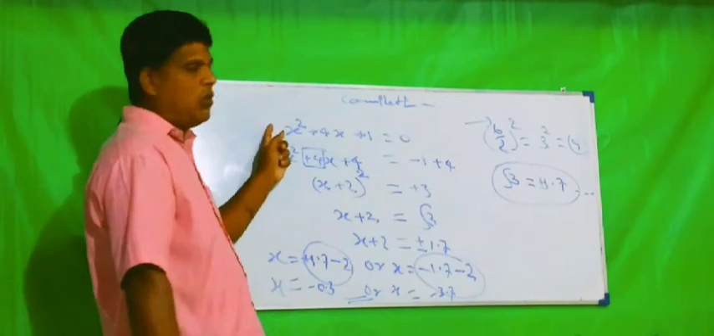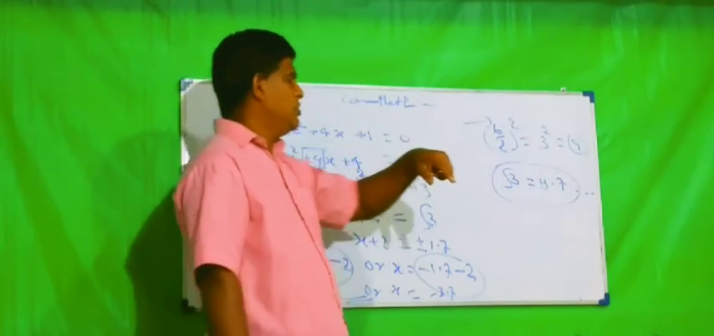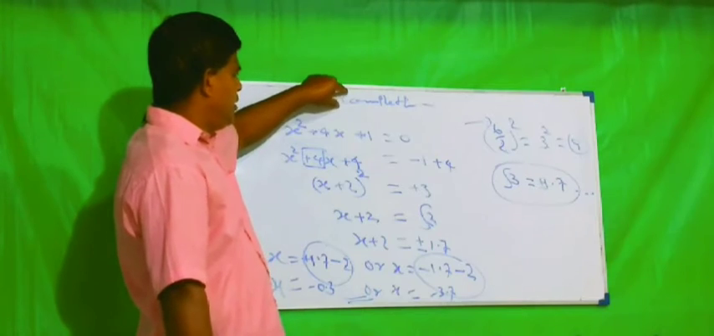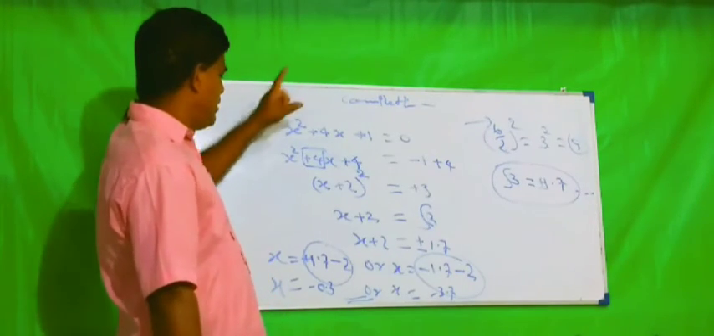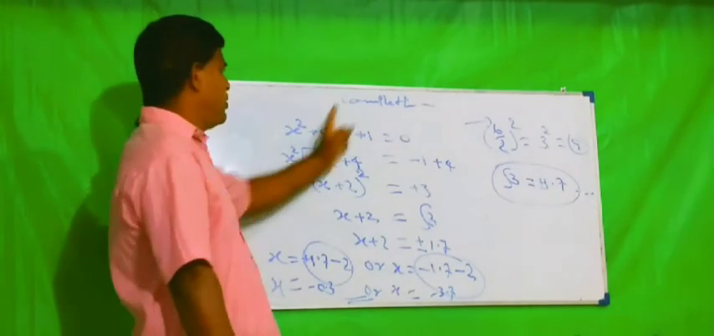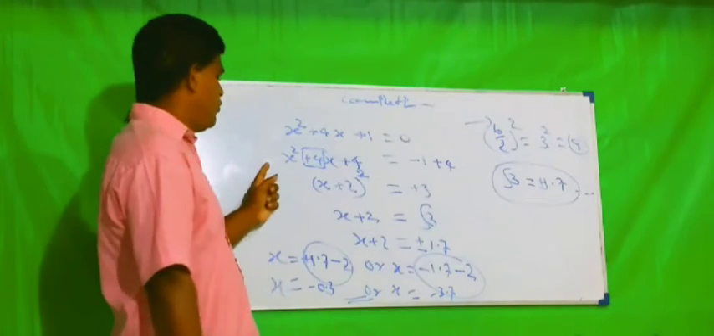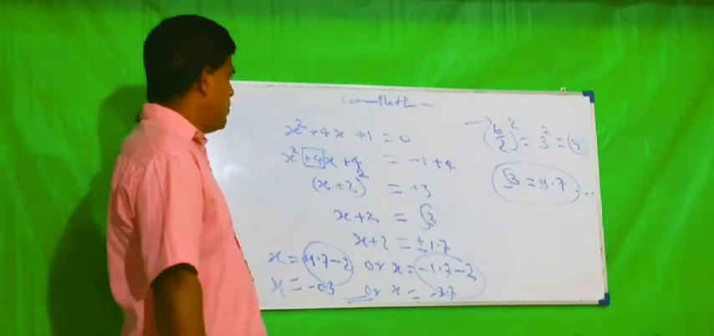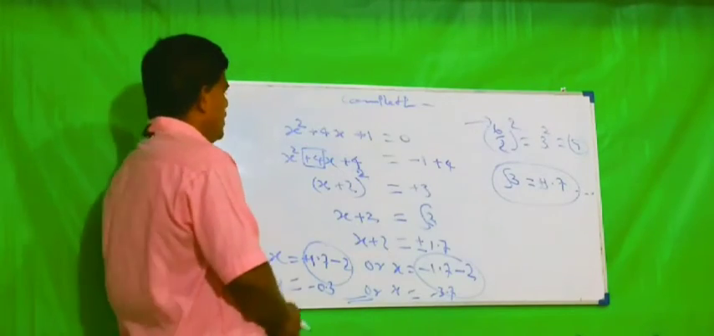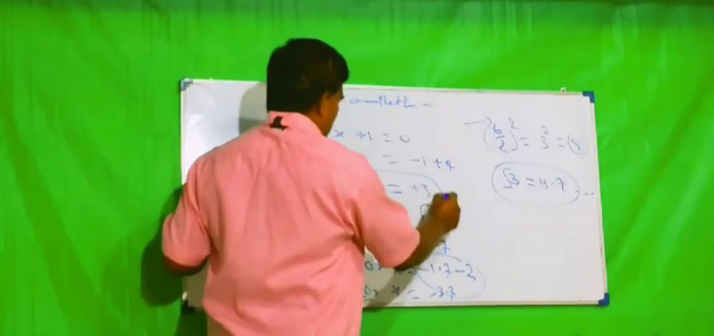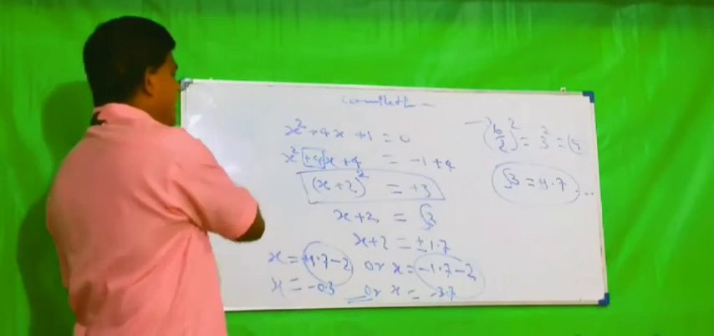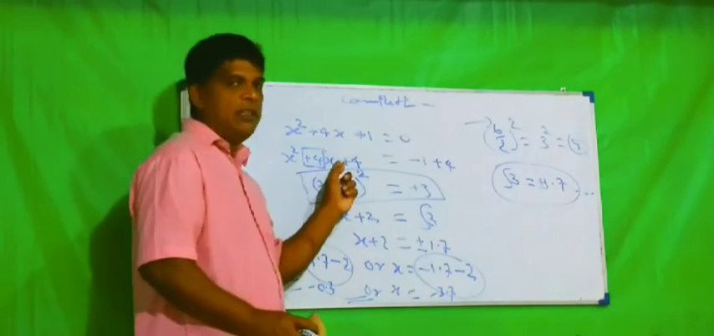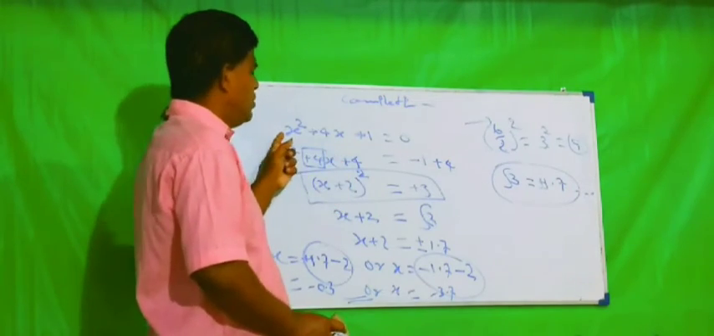So it can't be solved by using factors. So another new method is given for us, and that method is used. That is completing the square. So this is the method of completing the square. This is one example only regarding completing the square.